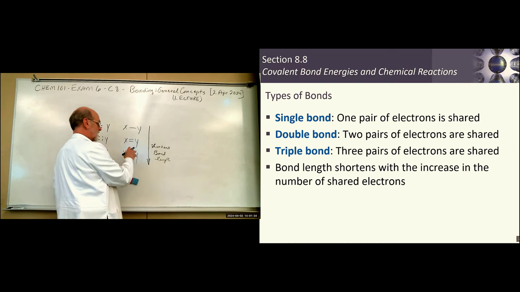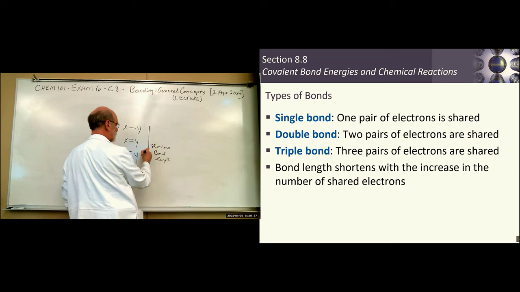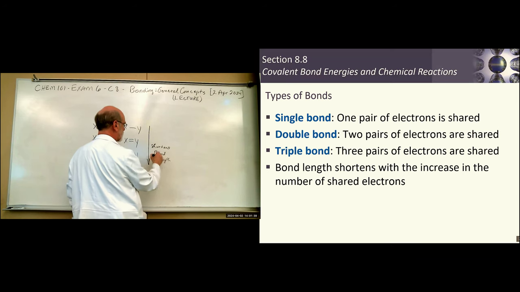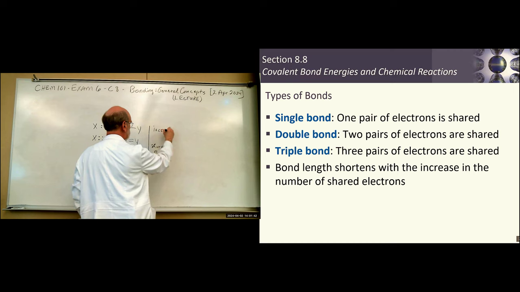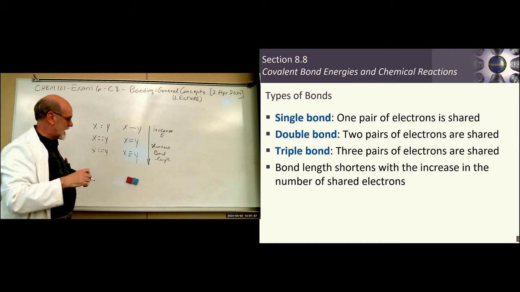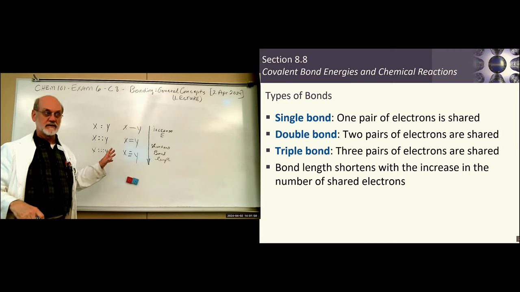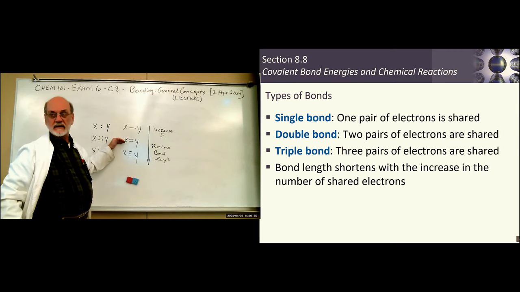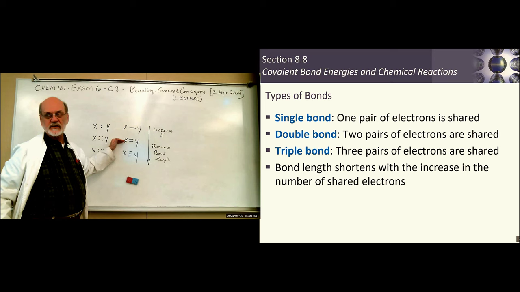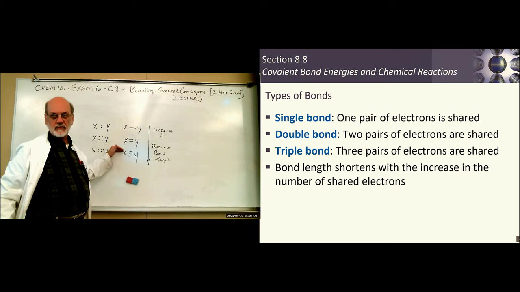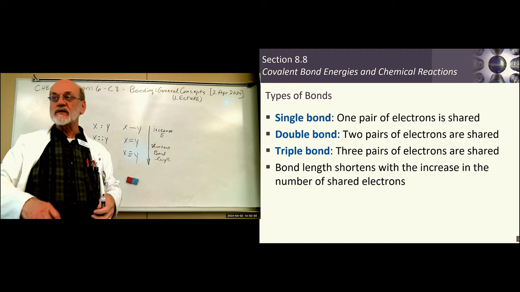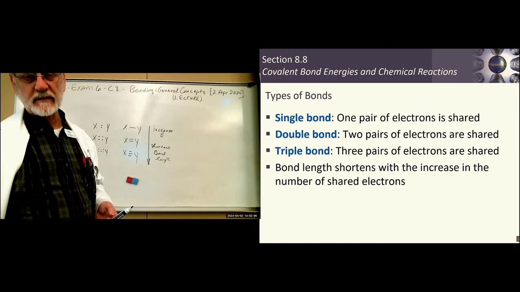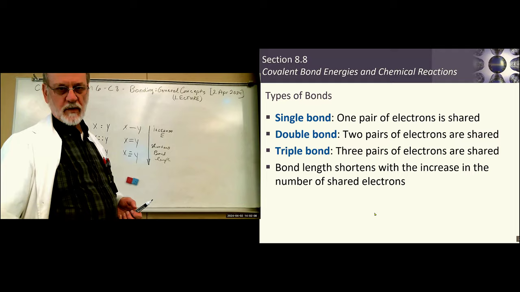And the bond energies increase as you go down. Shortening the bond length increases bond energy. And the bond energy is not a linear increase either. A single bond takes a certain amount of energy to break. The double bond takes a little more, but not twice as much. And then the triple bond, not triple the amount. So it increases, but not linearly.